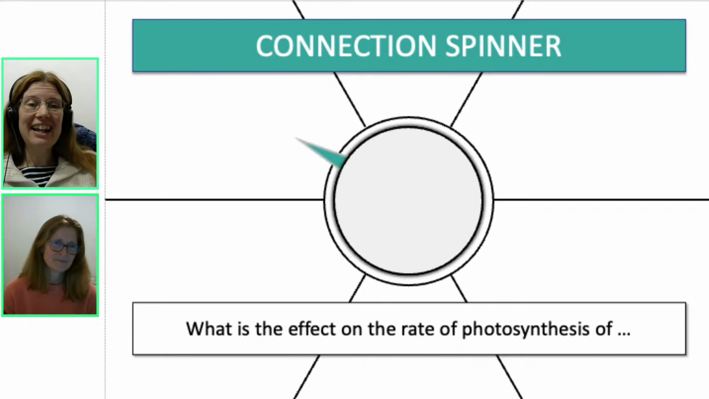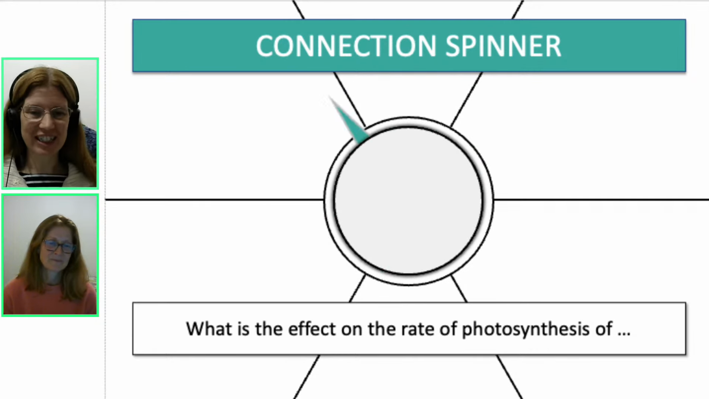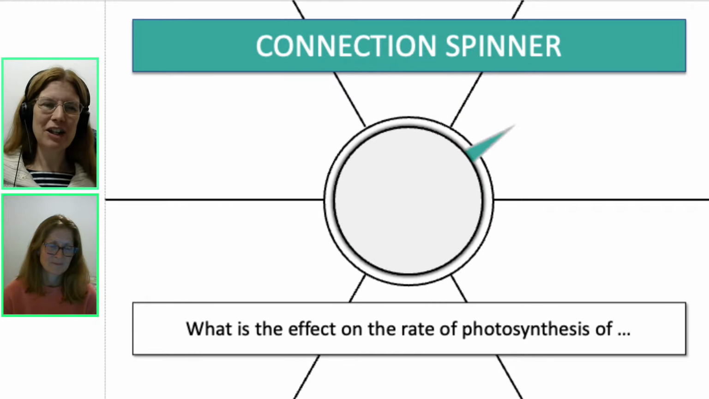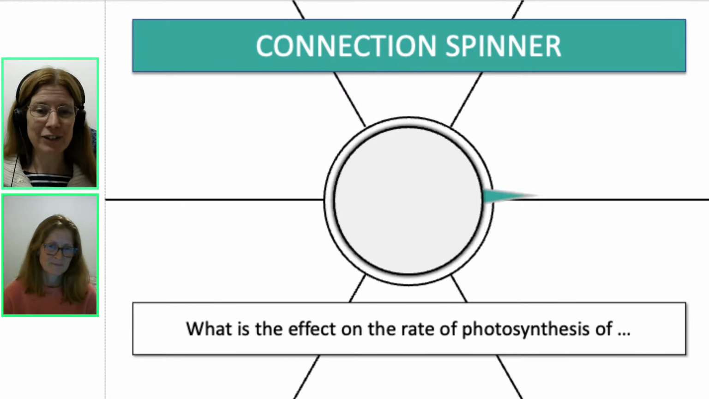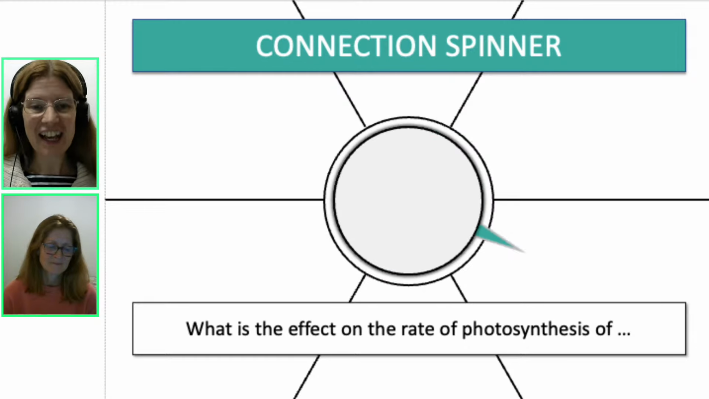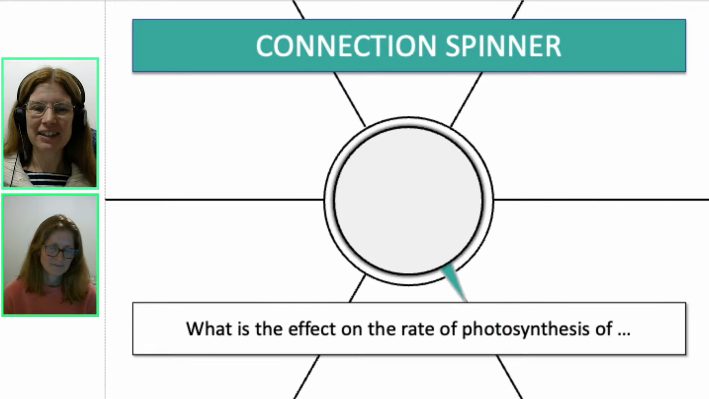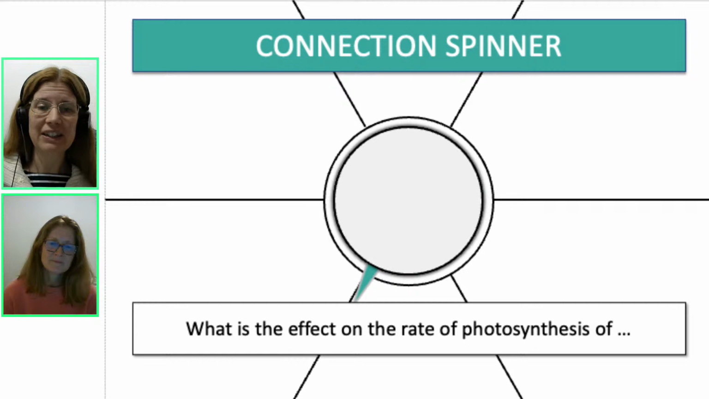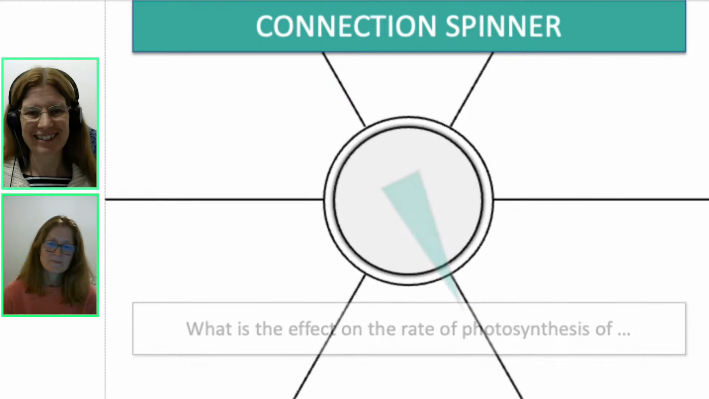So we have a connection spinner to finish off today's session with, and this is all to do with limiting factors. You will know that there are several limiting factors that can limit the rate of photosynthesis. So what we've got to think is, what is the effect on the rate of photosynthesis when some of these things happen? Let's see where it lands.